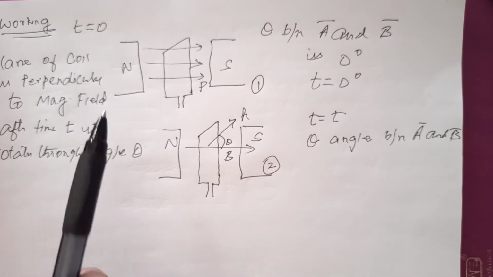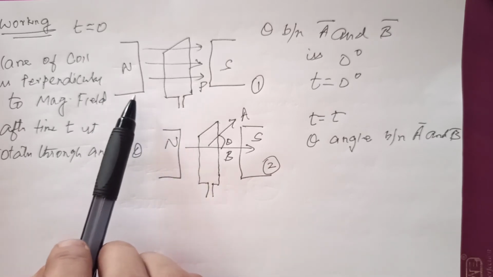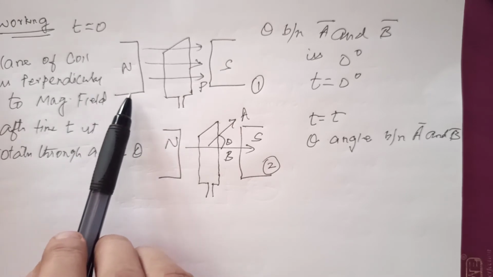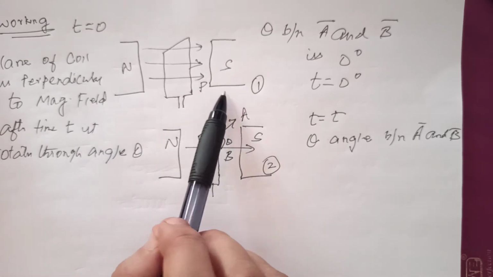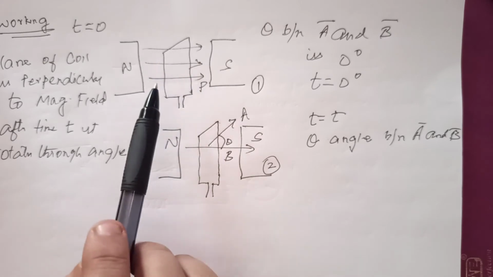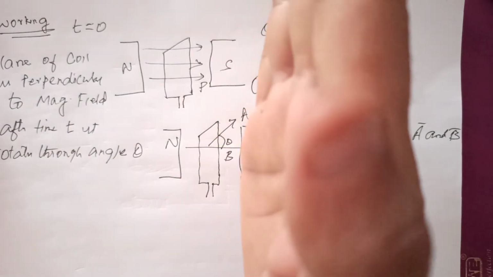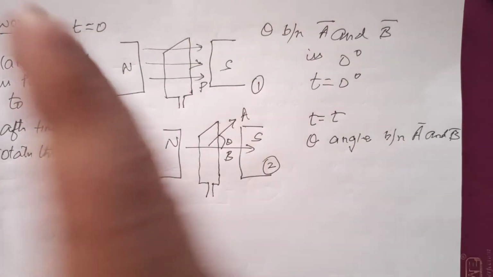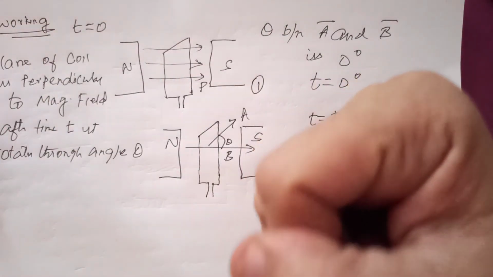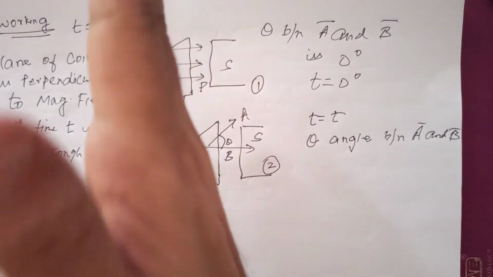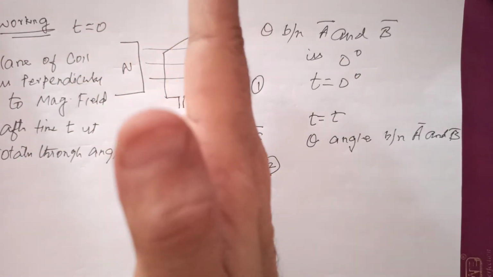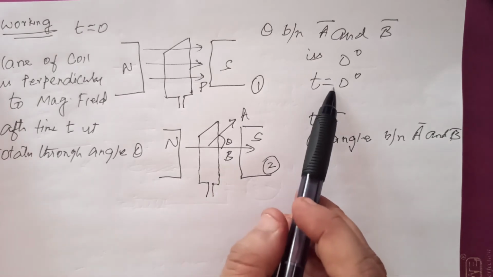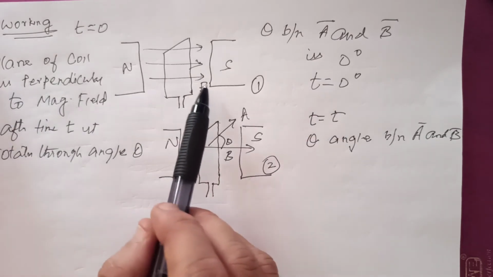Okay, again, let's assume this as the initial position. In the initial position, north is here, south is here, and there is the armature coil which is perpendicular. So these are the two magnets, and we have the armature coil perpendicular to it, as you can see here. So initially at t is equal to 0.